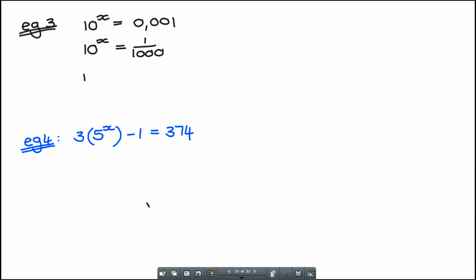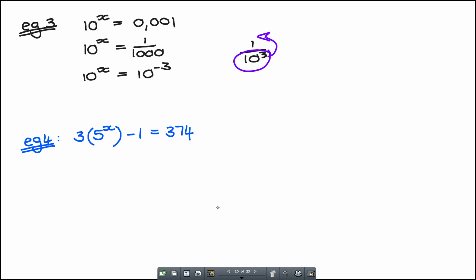So 1 over 1,000 is the same as 10 to the power of minus 3. Do you guys agree? If you wanted, you could have first said 1 over 10 to the power of 3. And then because I take that to the top, it becomes minus 3. Does that make sense?